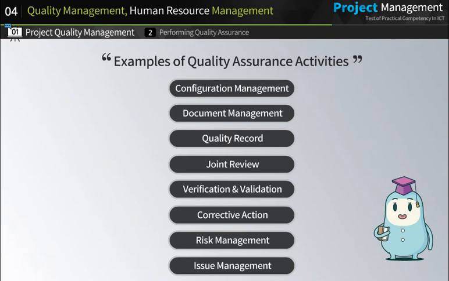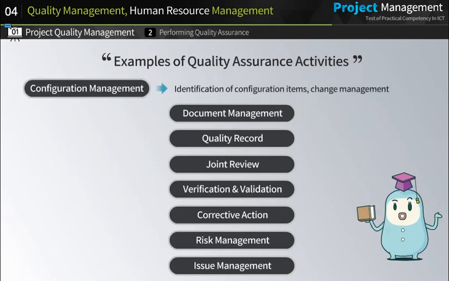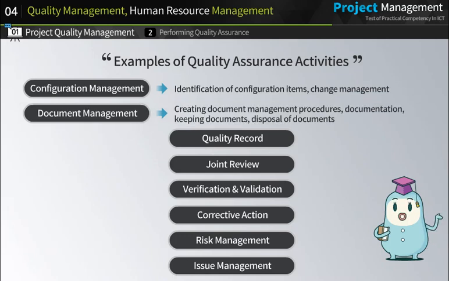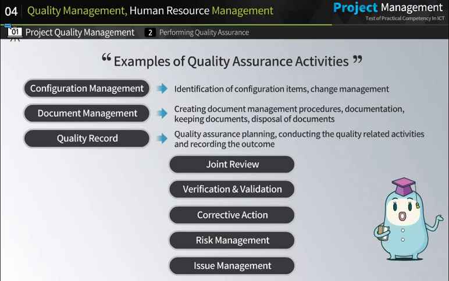Examples of the quality assurance activities of a project are as follows. Configuration management covers identification of configuration items and change management. Document management involves creating document management procedures, documentation, keeping documents and disposal of documents. Quality record covers quality assurance planning, conducting the quality-related activities and recording the outcome.